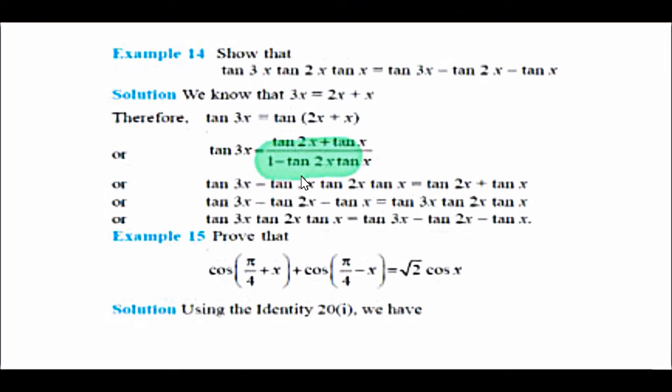And what you will get here is, you just have to do cross multiplication. So on the left hand side you will get tan 3x minus tan 3x tan 2x tan x. On the right hand side you will get tan 2x plus tan x. You take this tan 3x tan 2x tan x on this side and you will get tan 3x tan 2x tan x is equal to tan 3x minus tan 2x minus tan x. So this is what we have got.